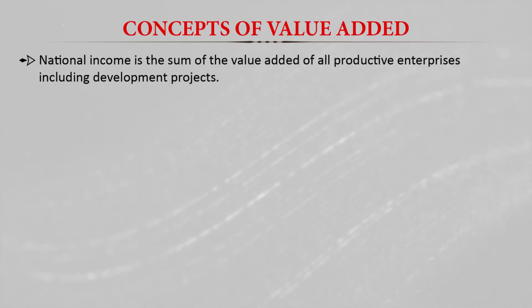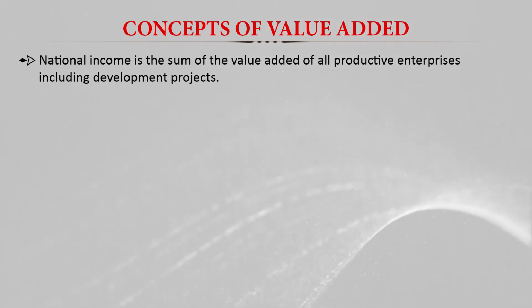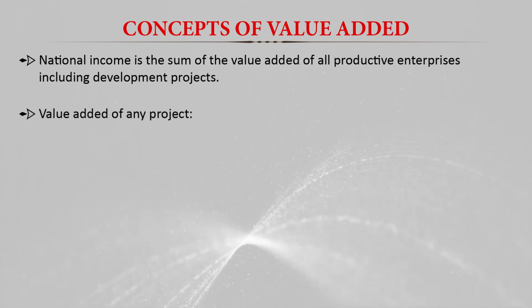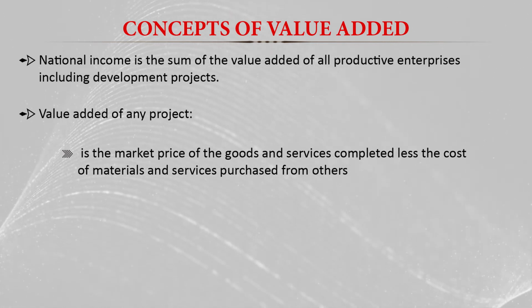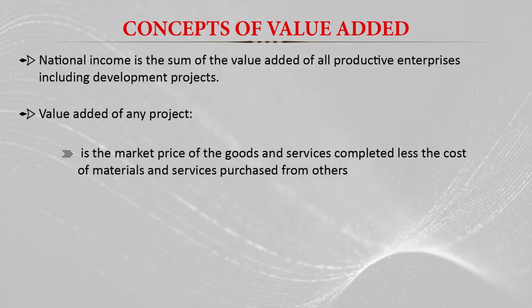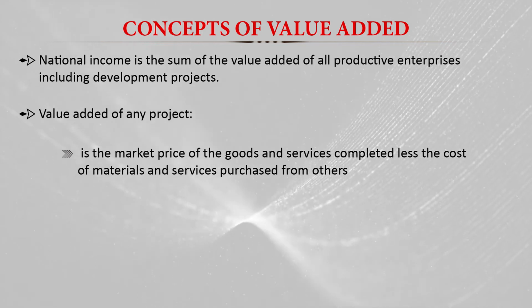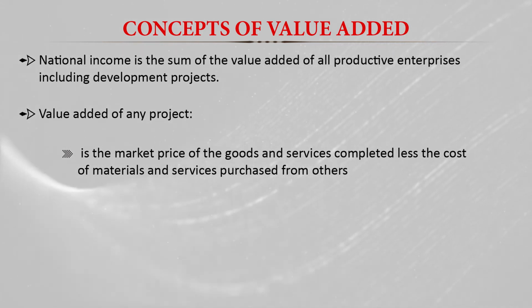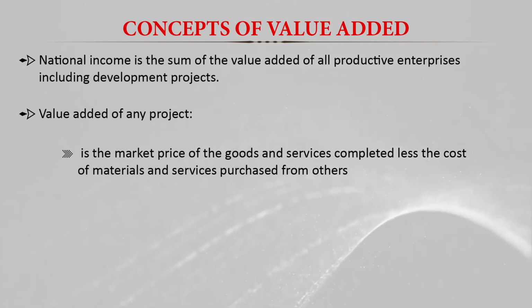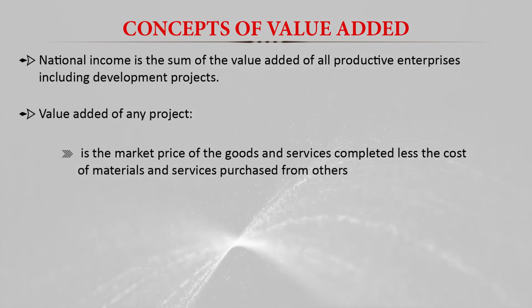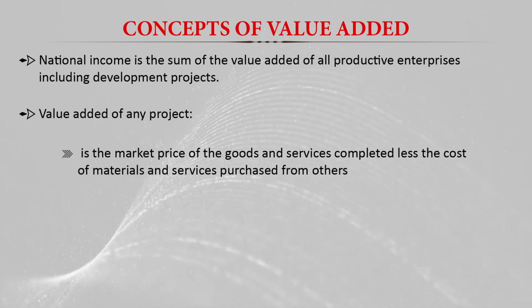And now we'll move to the concept of value added in calculating the gross domestic product, which is what we are following presently. National income is basically the sum of the value added of all the productive enterprises, including the development of projects. So, the value added of any project is the market price of the goods and services completed less the cost of materials and services purchased from others. So when there is a production activity, we calculate the value of that production or service at the market price, and when we subtract the cost of the materials or services we purchase from the market, we get the value added of any project.